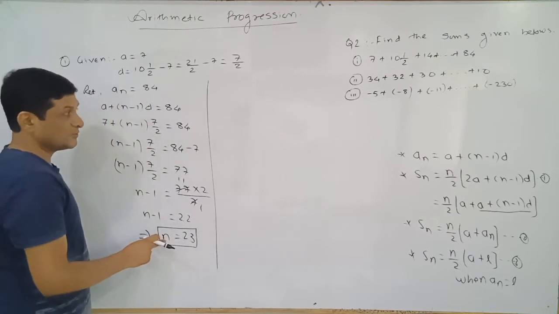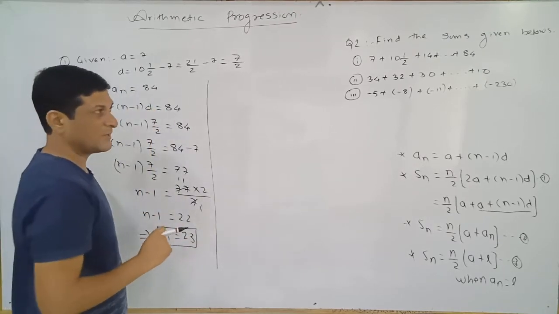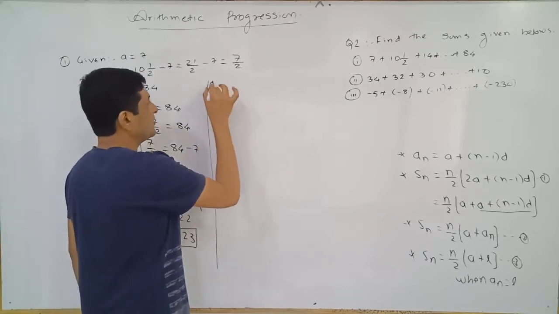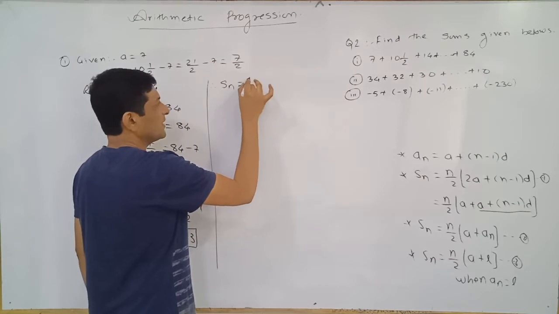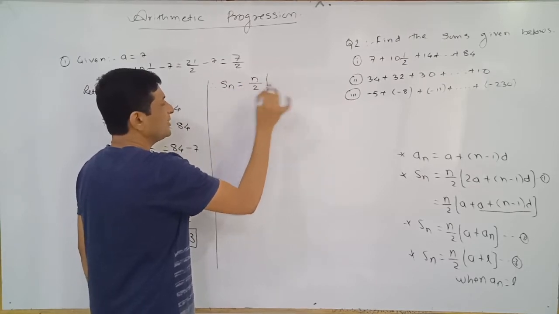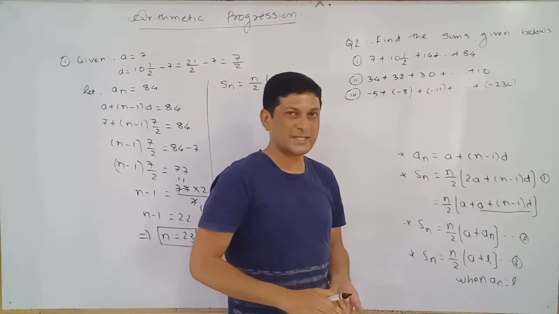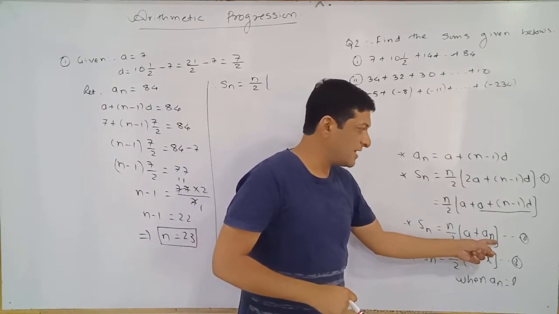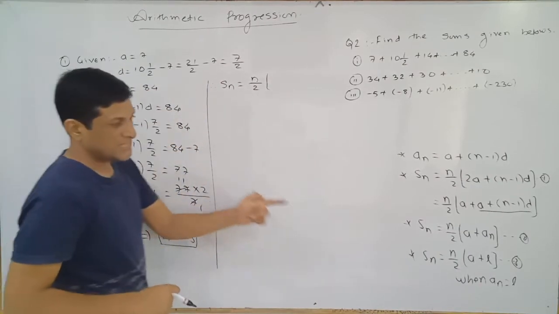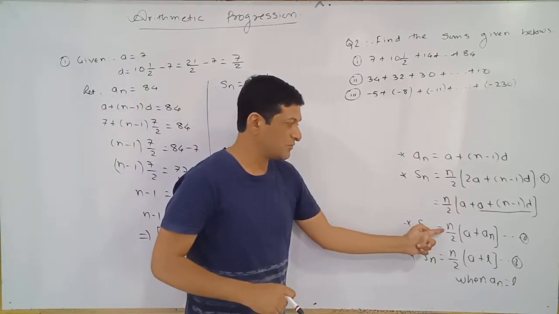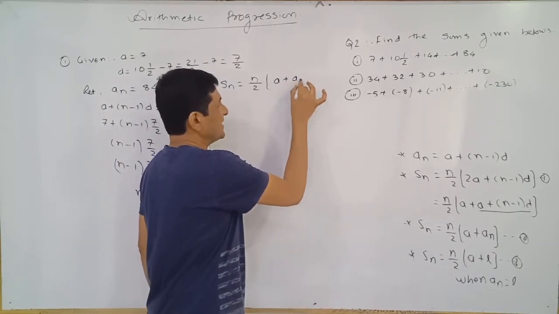Now n is known to us, means 84 is which term? The 23rd term of this arithmetic progression. So now find the required value. Therefore Sn is equal to, what is the formula? N by 2 into, now we have three formulas here to find Sn. As it stands here, an is known to us, means the nth term is known to us. What is the nth term? 84. That's why we are giving priority to this formula. So n by 2, keep it as it is, a plus an.